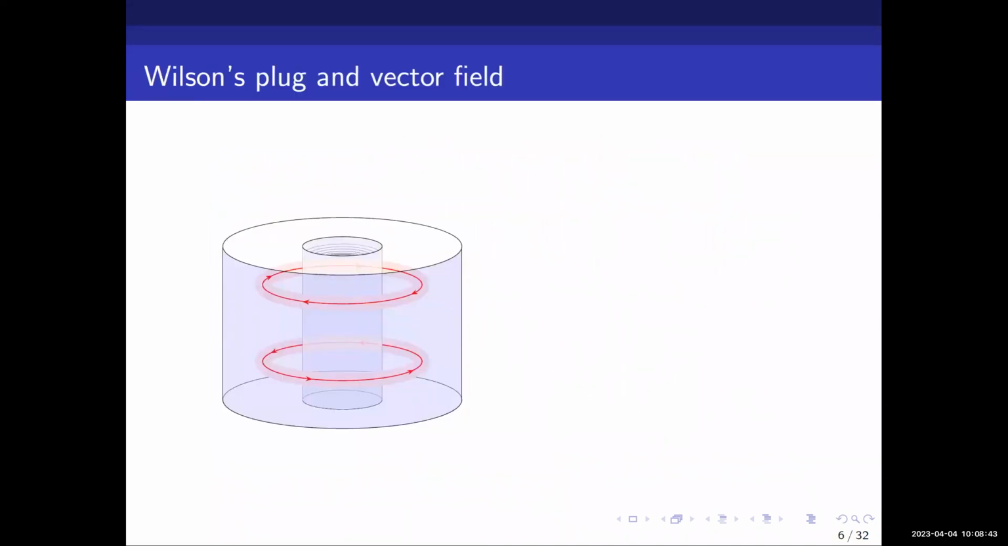Okay, so there's a lot of different plugs. I guess the oldest one is due to Wilson. So the Wilson plug is very simple. It's just the product of an annulus with an interval. Or if you like, it's a rectangle times a circle.